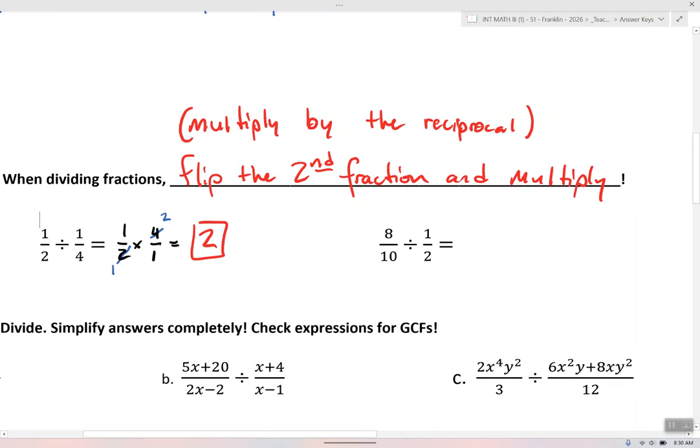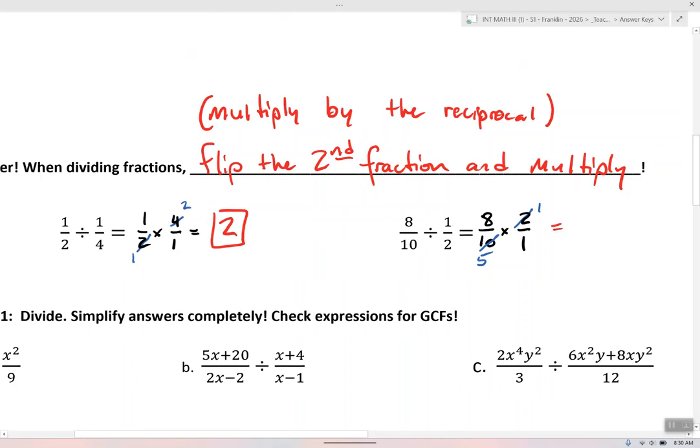All right, 8/10 divided by 1/2. We're going to flip it. So 8/10 times 2/1. And again, we can do some cross canceling here. Cross cancel the 2 with the 10. We get 5 and 1. So it looks like our answer is just 8/5.